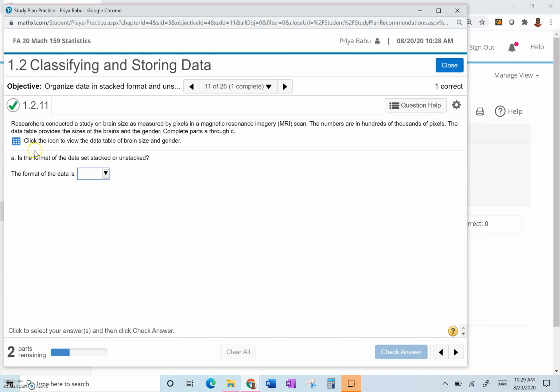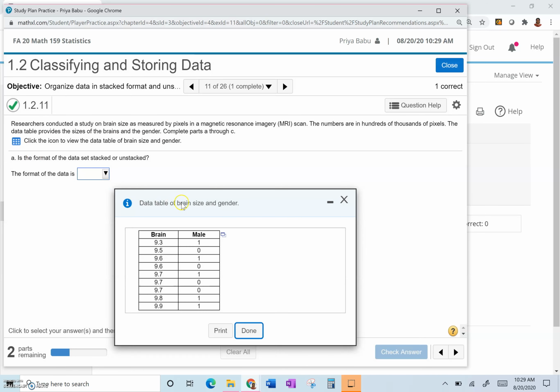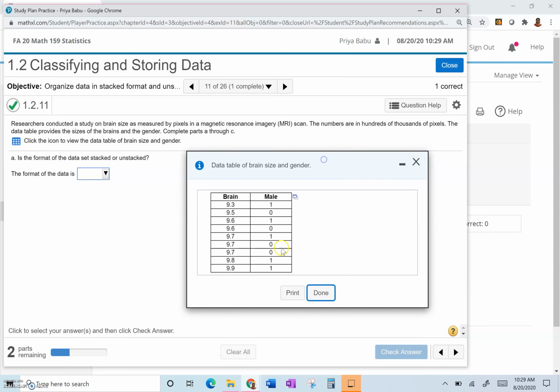So let's click on the data table. The data table shows the brain size, and then there is some coding for the header male. So the data, instead of yes or no, 1 or 0 has been used.